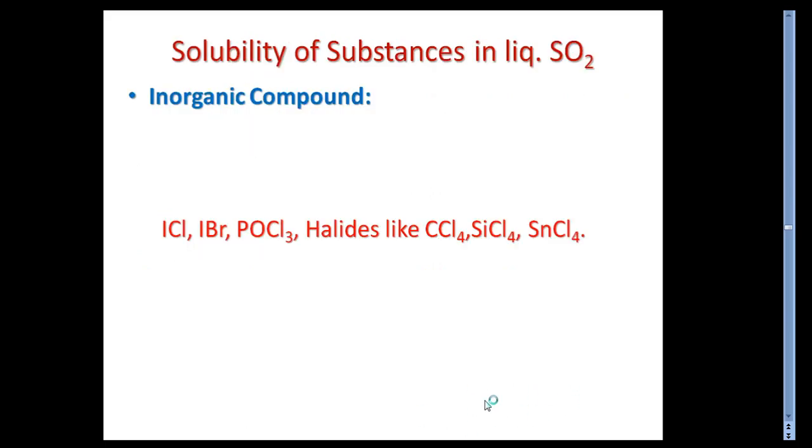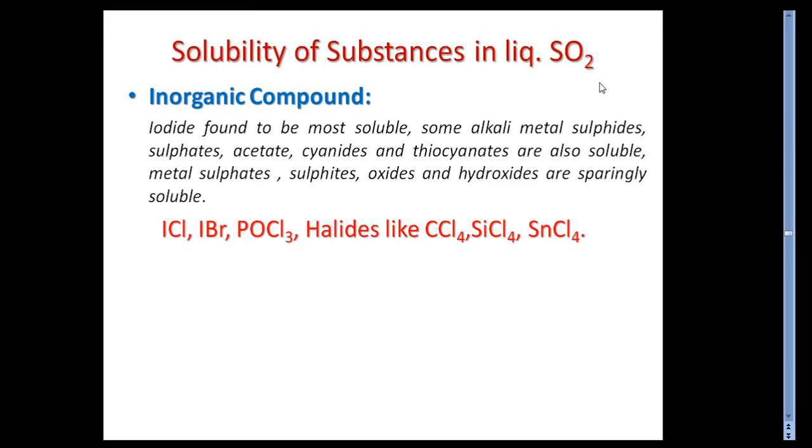The next one is solubility. In the ammonia section we already discussed solubility in the case of organic or inorganic compounds. So here also we will discuss solubility in the case of inorganic compounds, and in that we will see that iodides are found to be the most soluble in liquid SO2. In the case of alkali metal halides, there are a number of different solubility factors associated with their orders. Alkali metal sulfates, sulfides, acetates, cyanides and thiocyanates are also found to be soluble.